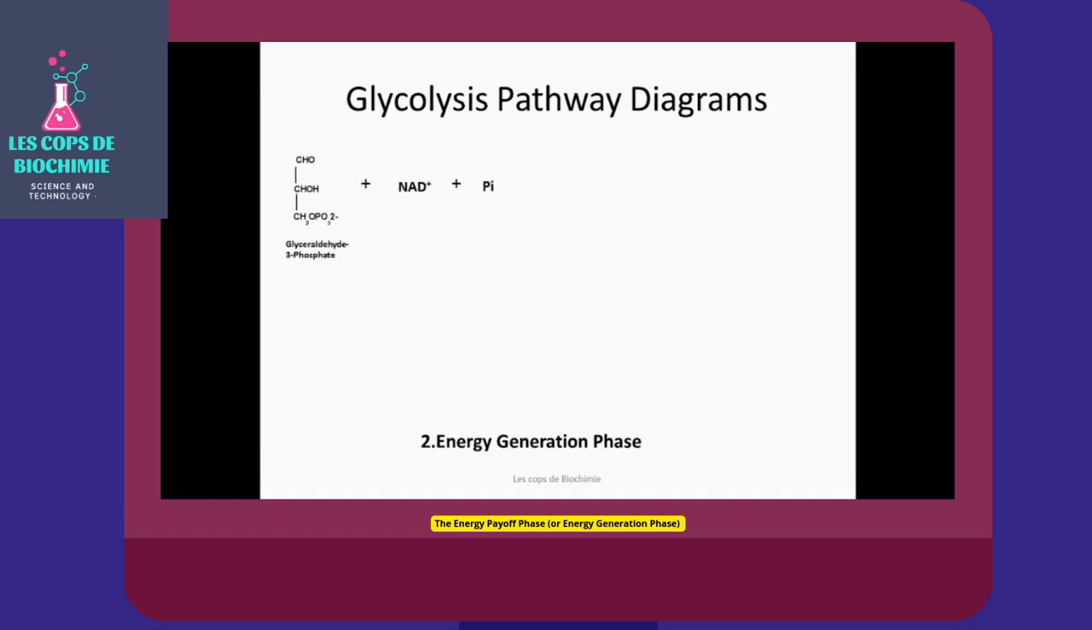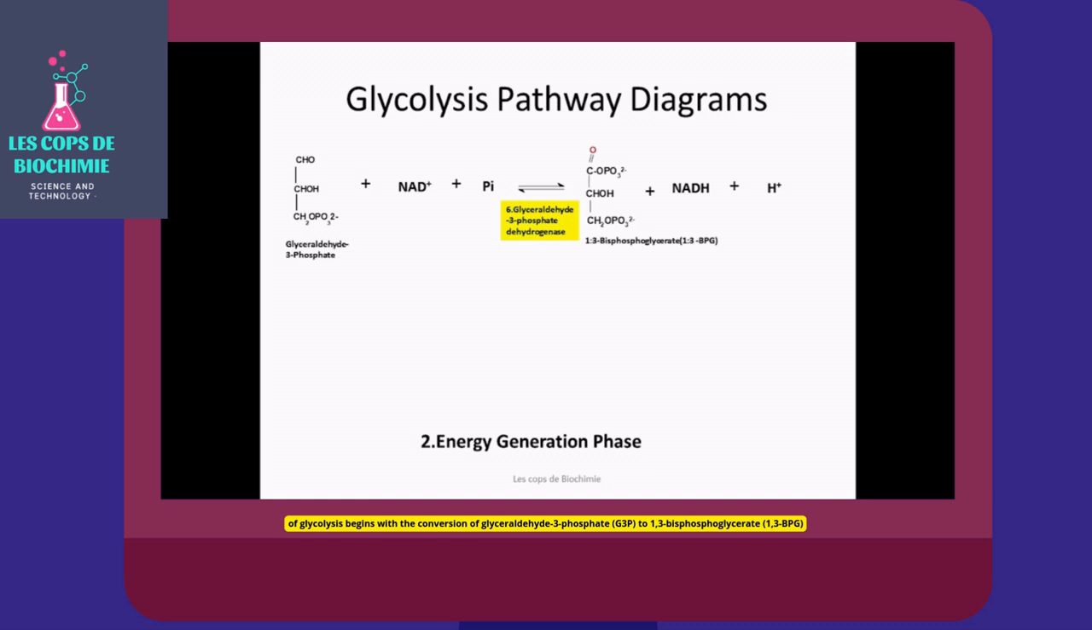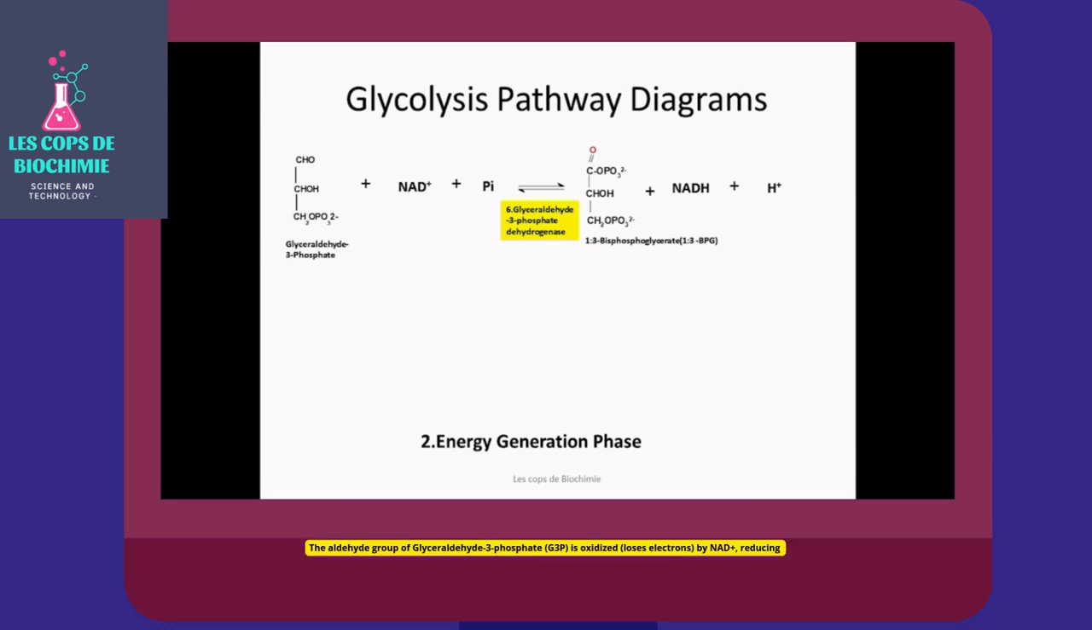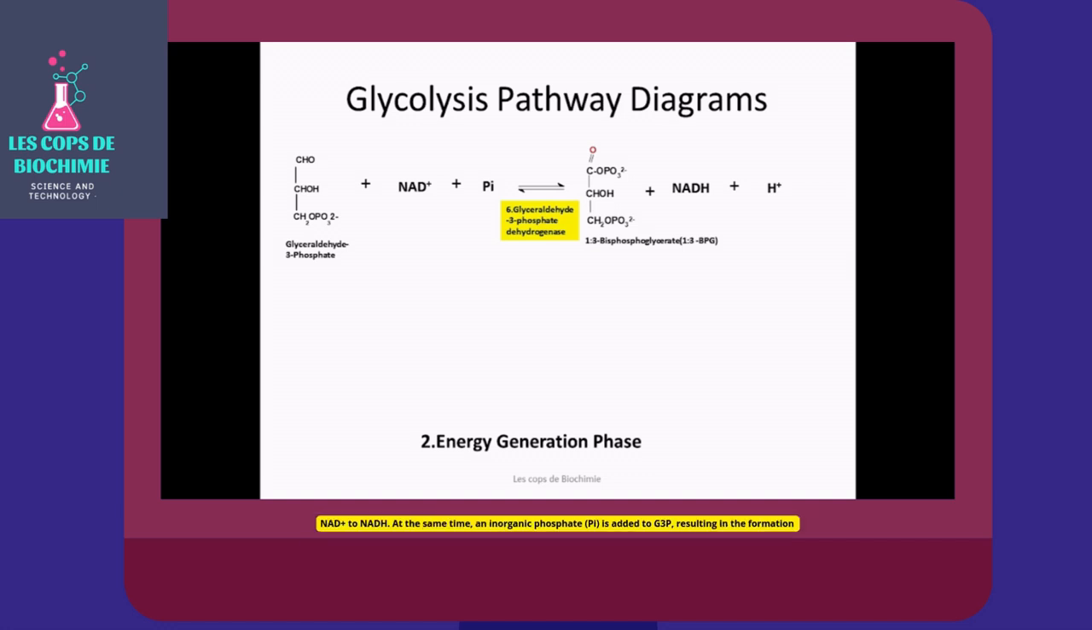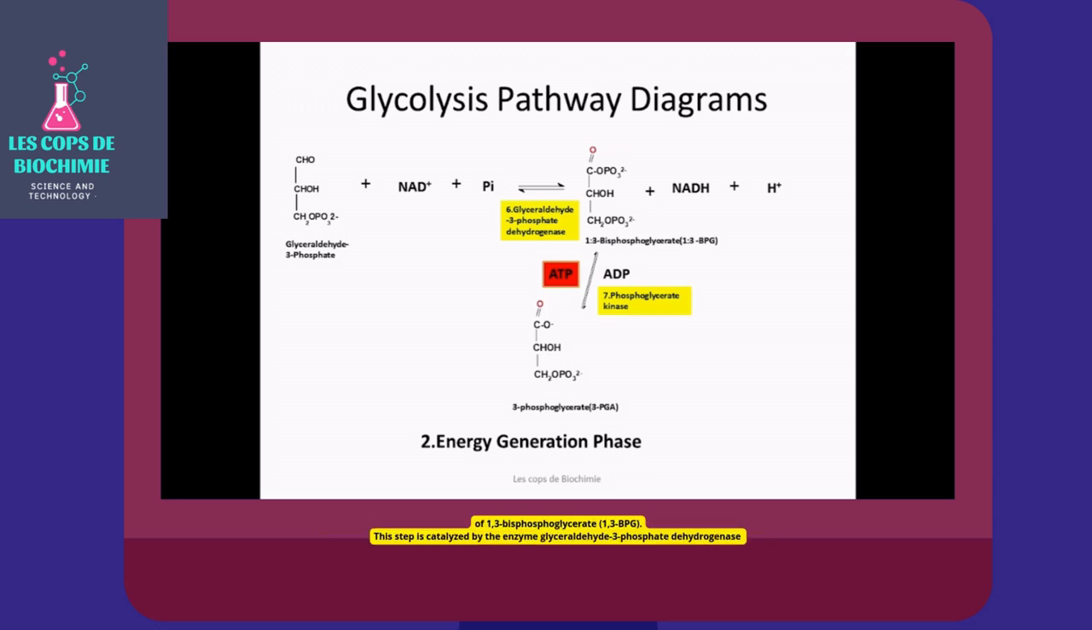The energy payoff phase, or energy generation phase, of glycolysis begins with the conversion of glyceraldehyde 3-phosphate, G3P, to 1,3-bisphosphoglycerate, 1,3-BPG. G3P is oxidized in the presence of NAD+ and an inorganic phosphate to produce 1,3-BPG. The aldehyde group of G3P is oxidized, losing electrons, by NAD+, reducing NAD+ to NADH. At the same time, an inorganic phosphate, Pi, is added to G3P, resulting in the formation of 1,3-BPG. This step is catalyzed by the enzyme glyceraldehyde 3-phosphate dehydrogenase.